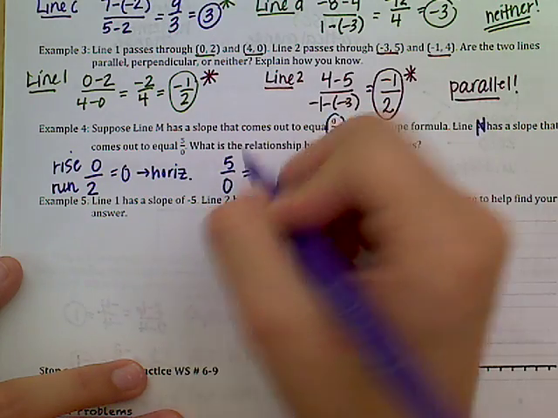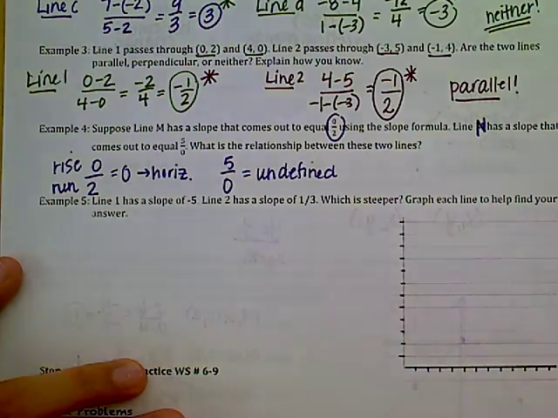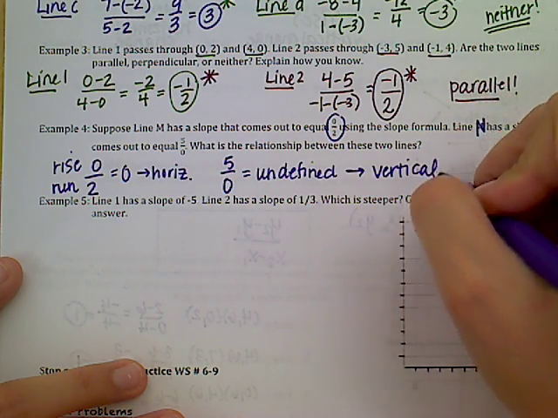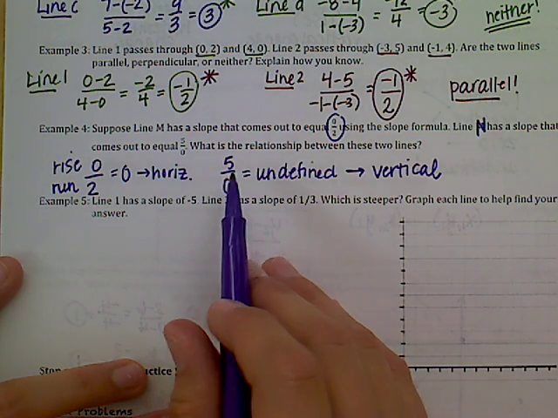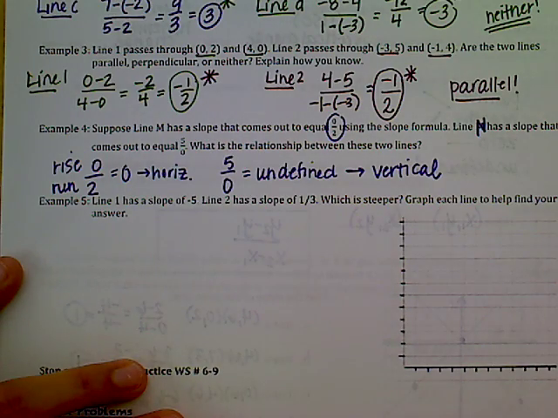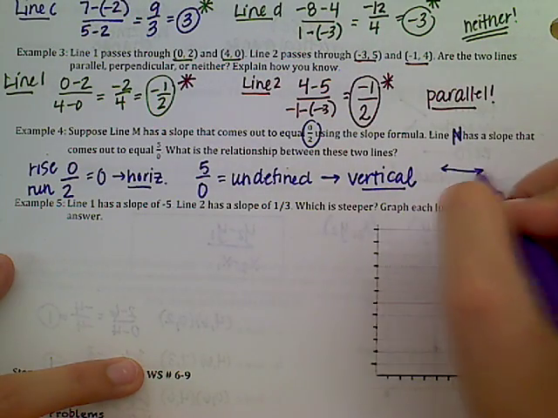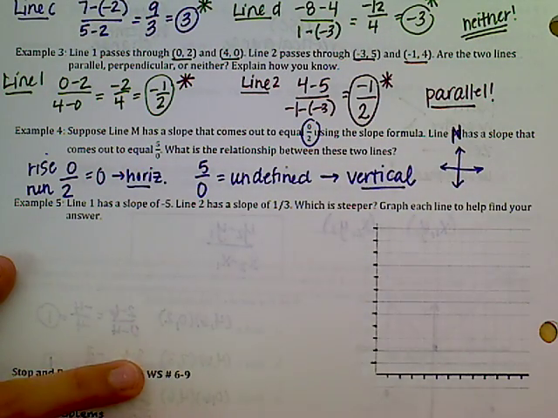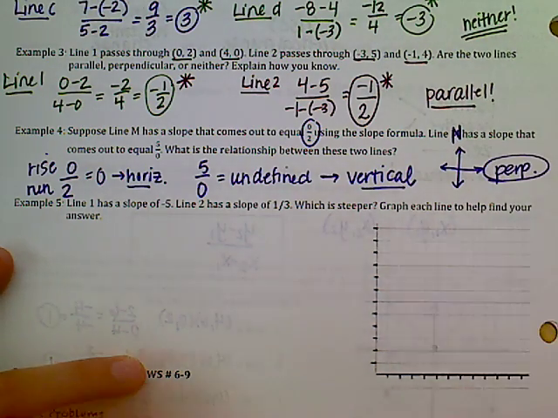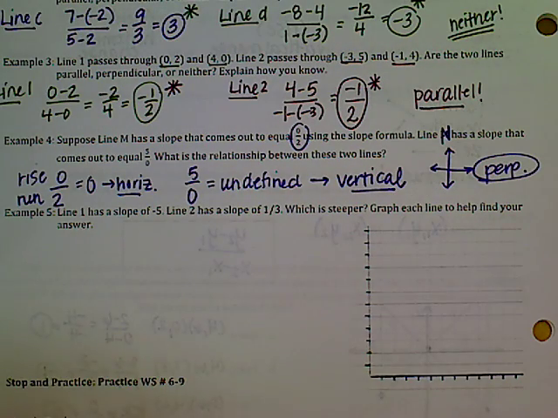Now, 5 over 0 simplifies to undefined, because you cannot have a 0 in the denominator. An undefined line, we said, is going to be vertical. Again, if you want to think about it in terms of slope, if I'm going up 5 and going over 0 and constantly just going up, that's going to be vertical. So if I think about what these two lines look like, horizontal is this way, vertical is this way. This is a special case of perpendicular. We can't see that they're opposite reciprocals because 0 and undefined can't be opposite reciprocals, but those lines are perpendicular.